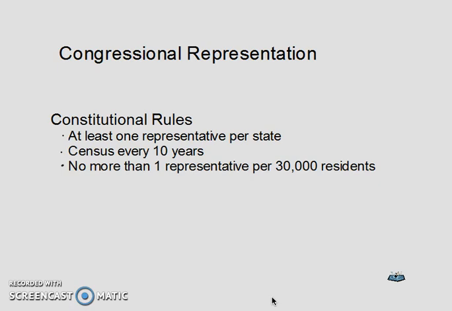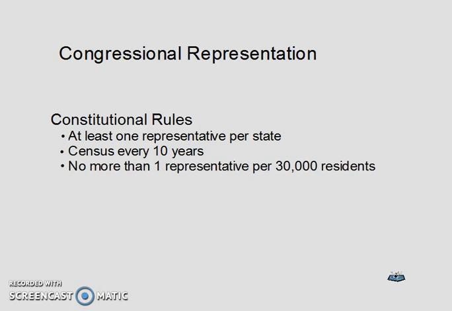So if you go to Article 1, Section 2, Clause 3 of the Constitution, as we will in class, you will see that there are 3 rules for how members of Congress are handed out to the different states. And those 3 rules are these. First, every state gets at least 1. Second, we will count all the people of the United States every 10 years to determine how many representatives each state will get. And third, there will be no more than 1 representative for every 30,000 residents.